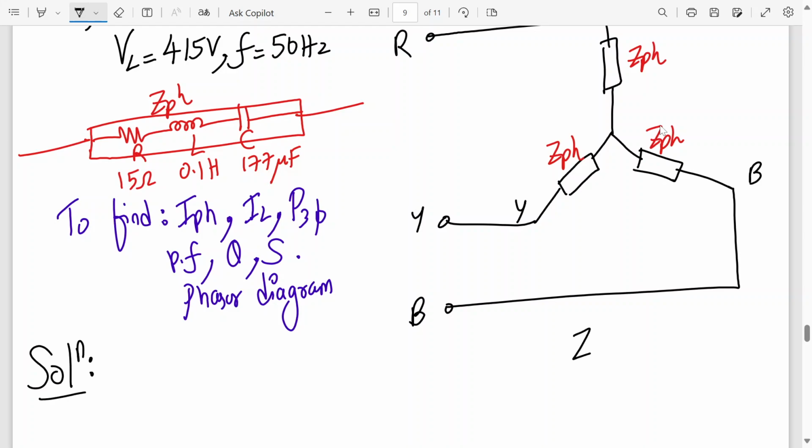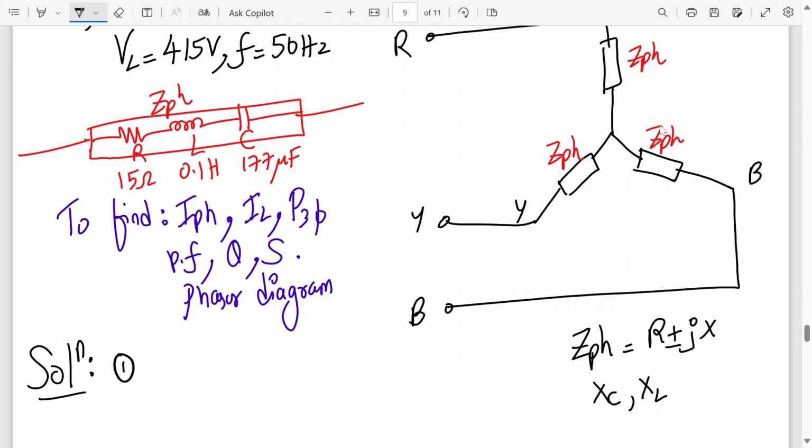Write the solution. We need to find Z phase first. Z phase general formula is R plus minus jX. If the circuit is capacitive, it will be R minus jX, where X is XC minus XL. If it is inductive, it will be R plus jX, where X is XL minus XC.